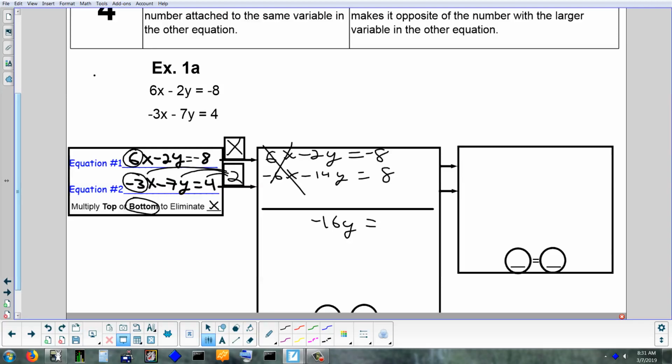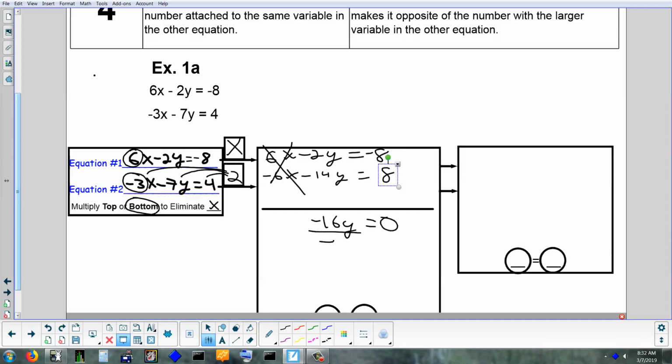Luckily, we didn't multiply the top equation, so it didn't mess us up yet, but it would have messed us up with what I'm about to write. So all you've got to do is add the 2 negatives and we're still okay. -8 plus 8. What's that? 0. So we get 0. And now the last step in this kind of equation is to always divide by -16.